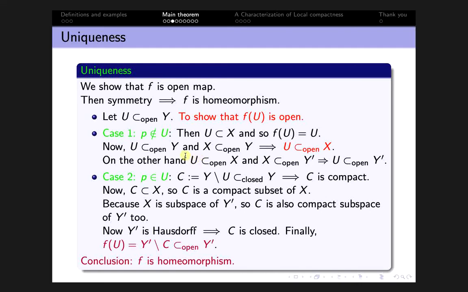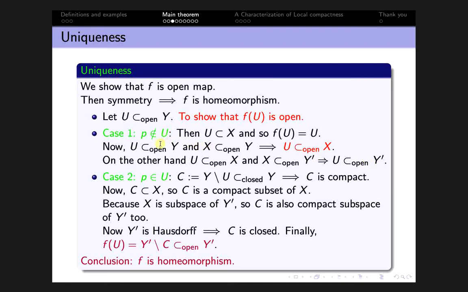So let us review case 1. When P does not belong to U, then U is a subset of X. We have shown that U is an open subset of X, and X is an open subset of Y prime. Therefore, U is an open subset of Y prime, and that is equal to f of U. Therefore, we have shown that U open implies f of U is open in Y prime when P does not belong to U.